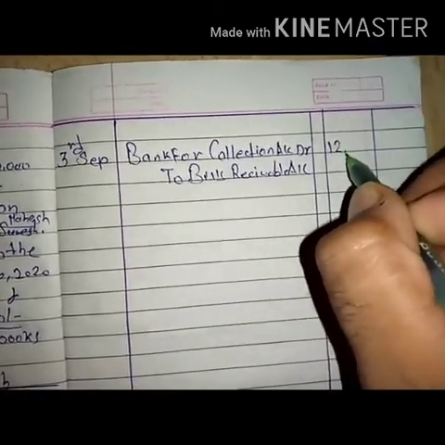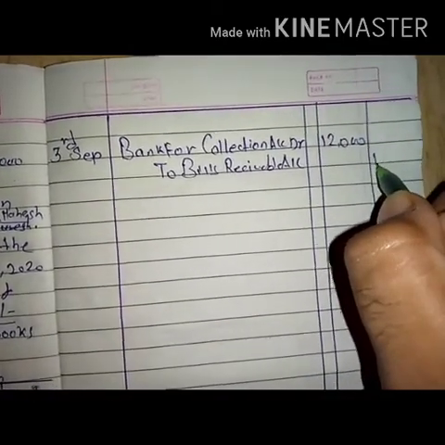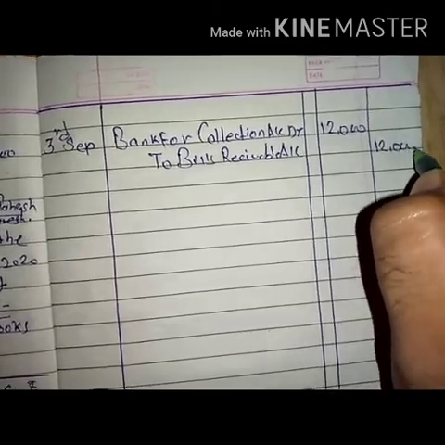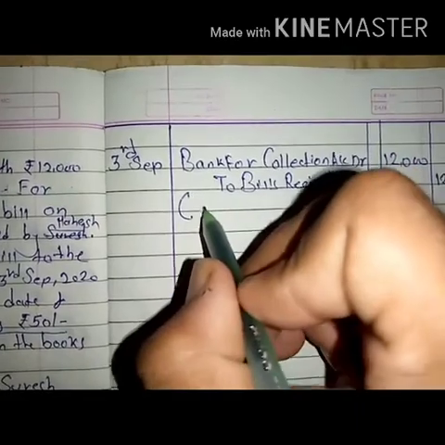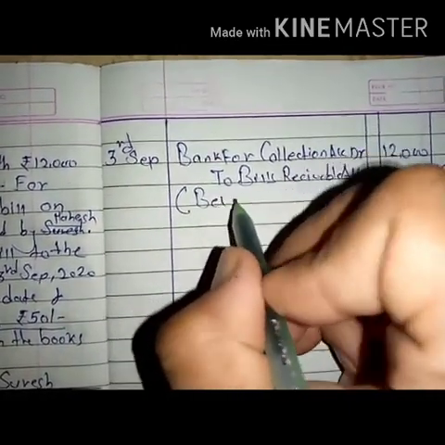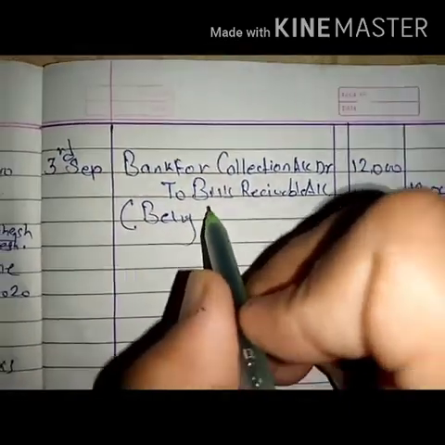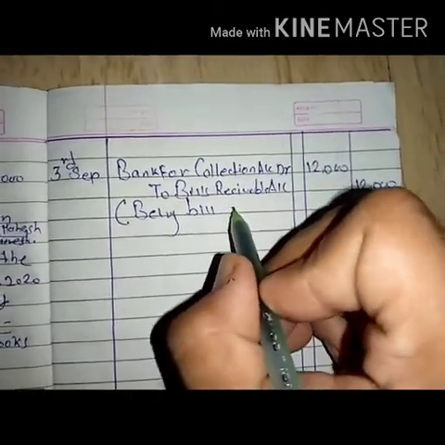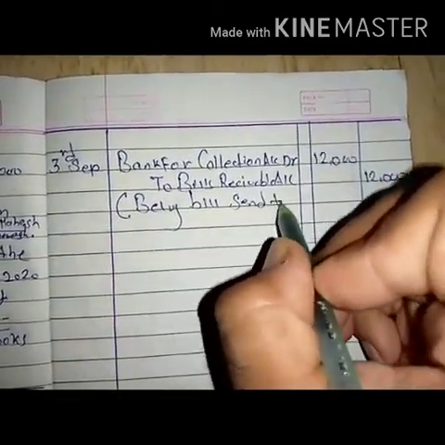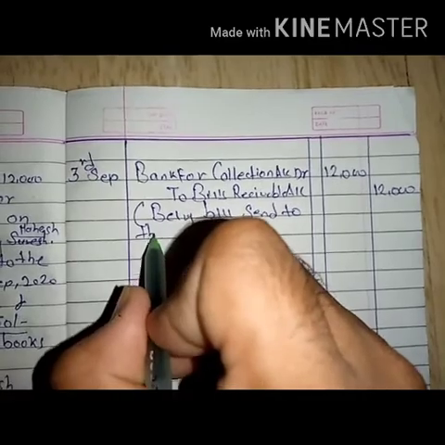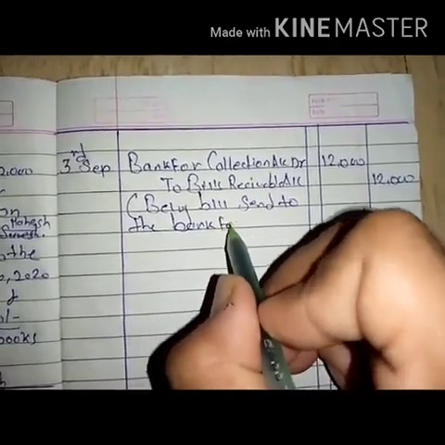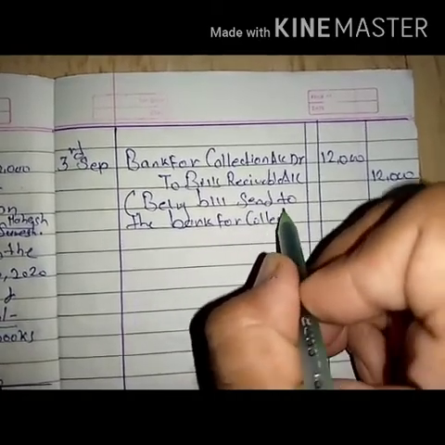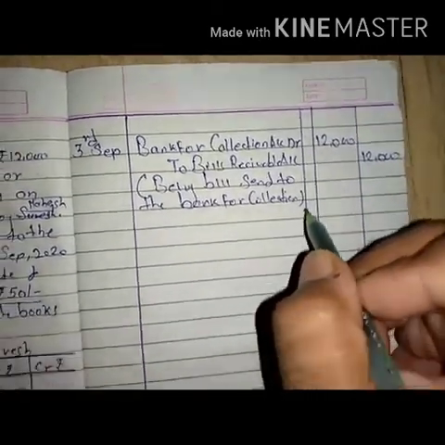The bill amount is the same as given, 12,000. If the amount is not given, it means we are going to take the entire amount. Narration: being bill sent to the bank for collection.